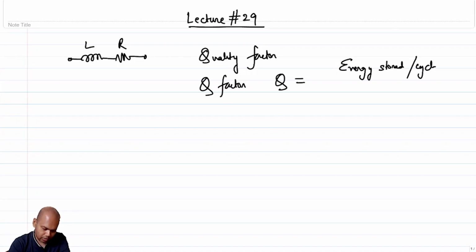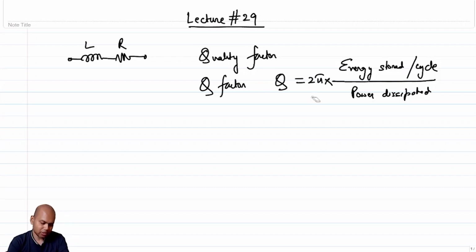per cycle divided by power dissipated. So energy stored per cycle has kind of units of power, and the ratio of this divided by the power dissipated, and there is a factor 2 pi, right? Because of this 2 pi, we will soon see why this 2 pi has been brought into the picture, just to simplify the overall expression of Q.